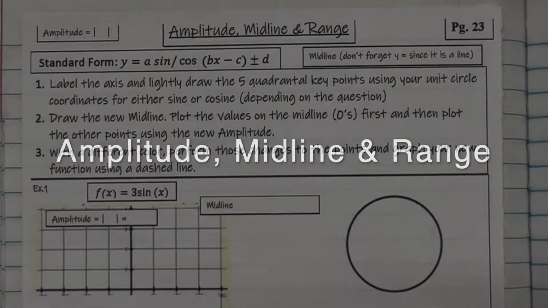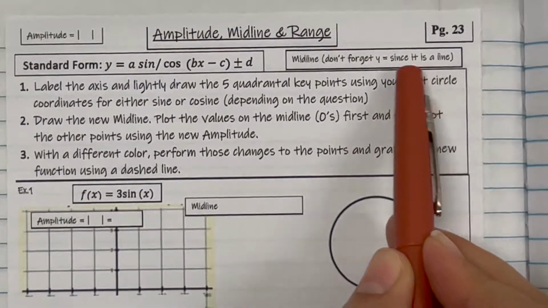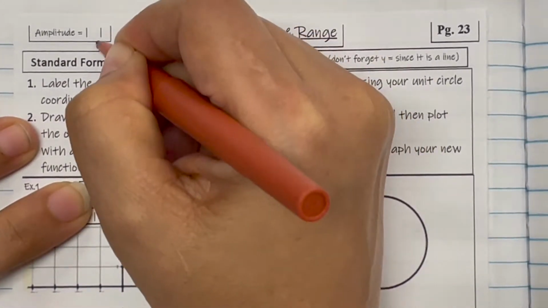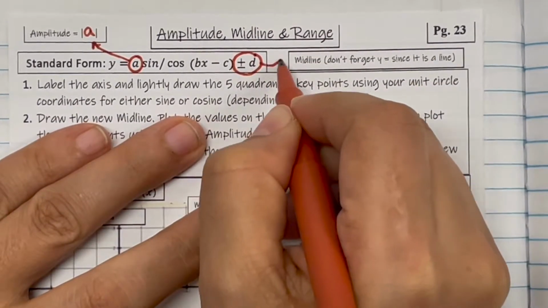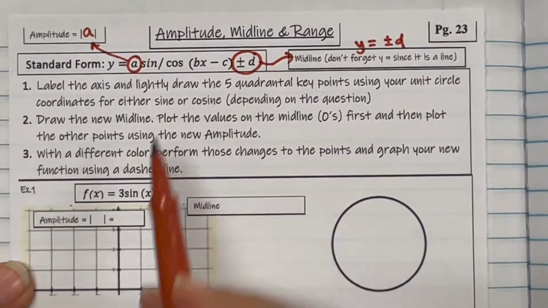Okay, guys, we're going to take a look at amplitude, midline, and range. Again, this is what standard form looks like. Midline is in the middle. Don't forget your y. Your amplitude is going to be your a value, but it's absolute value. So plus or minus d is your midline. Right at the end, it has to be y equals plus or minus whatever that number is.